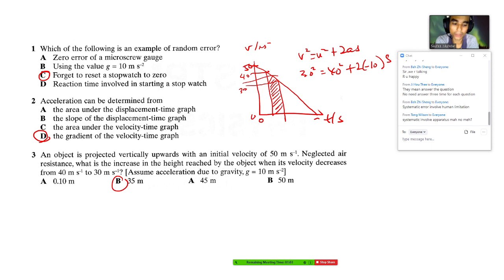Inconsistency. I mean, when the result you produce is not consistent, this is what we call random error. Okay, time's up already. See you next time.